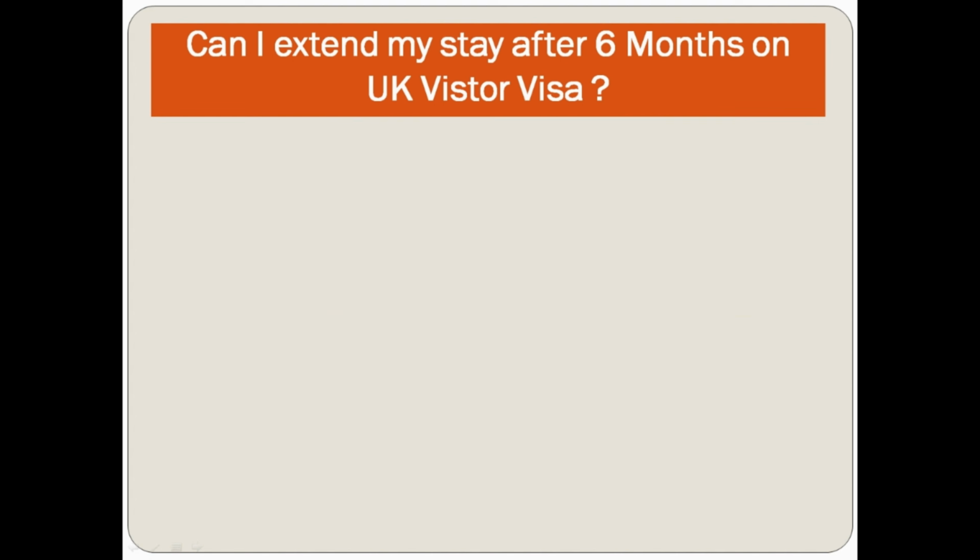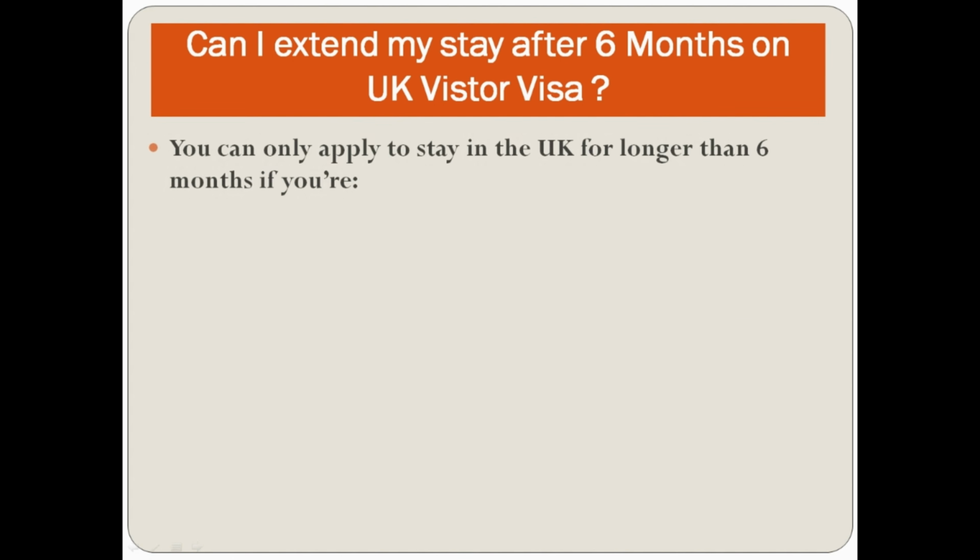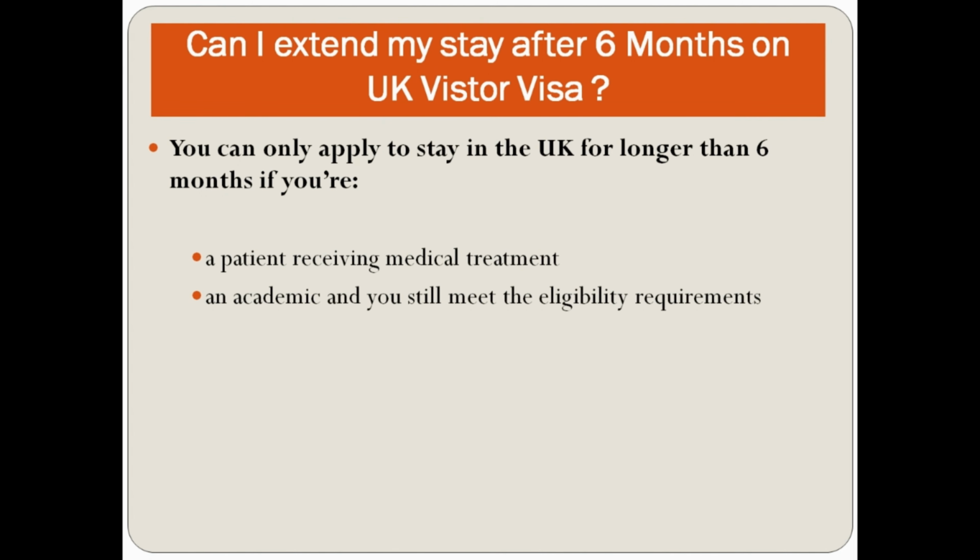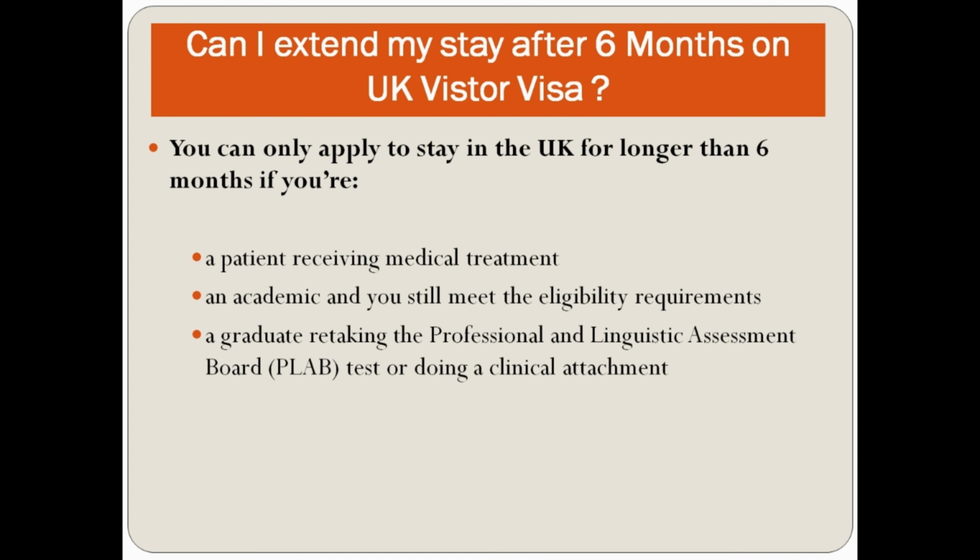Can I extend my stay after 6 months on a UK visitor visa? You can only apply to stay in the UK for longer than 6 months if you are a patient receiving medical treatment, an academic and you still meet the eligibility requirements, or a graduate retaking the professional test or medical clinical attachment. It costs an extra £1,000 for your stay if you want to extend your standard visitor visa.